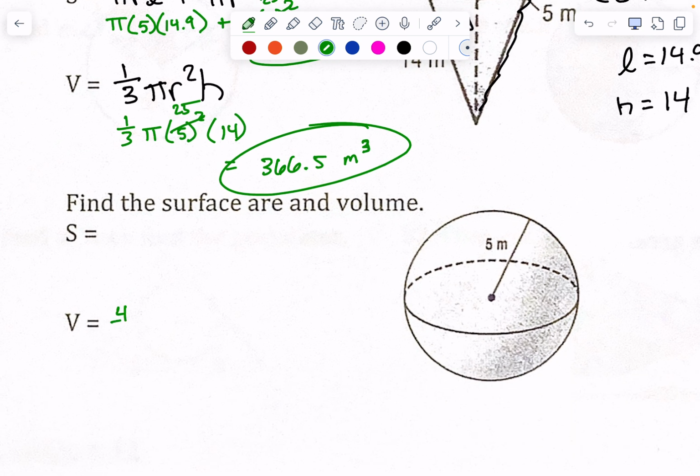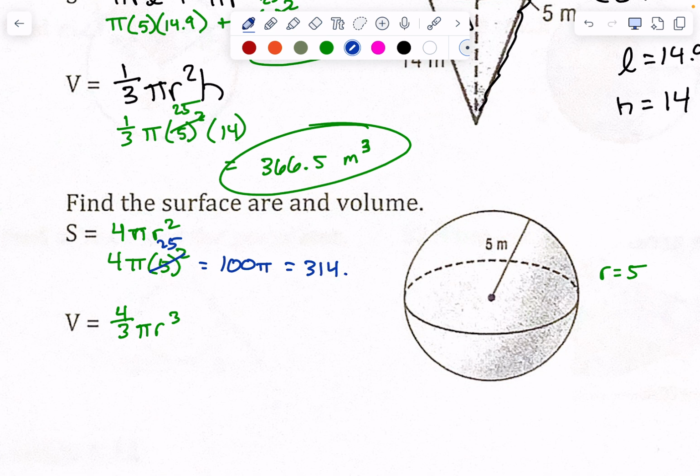I know volume is 4/3 pi radius cubed, and I know surface area is 4 pi r squared. Okay, there they are. And the only thing that we need is the radius, and the radius is 5, so this is easy. 4 times pi times 5 squared. 5 squared is 25. 4 times 25 is 100. This is 100 pi, and that is 314.2 meters squared.